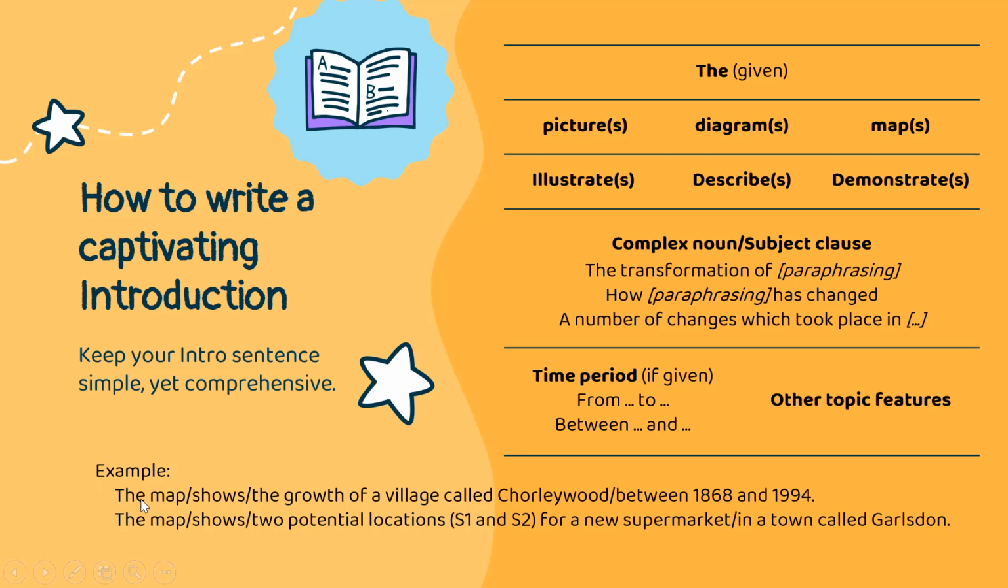For example, the map shows or describes the growth, which is a complex noun, of a village called Charliewood between this time and this time. So in this example, we have the subject, the verb, the complex noun, the place, and the time period. I think these are the things that need to be included in your introduction. And it's just one sentence, so just keep it simple.